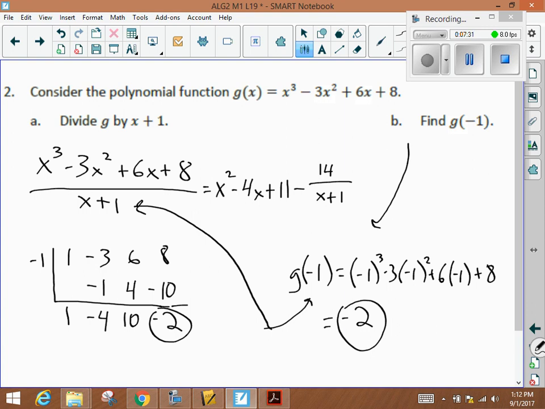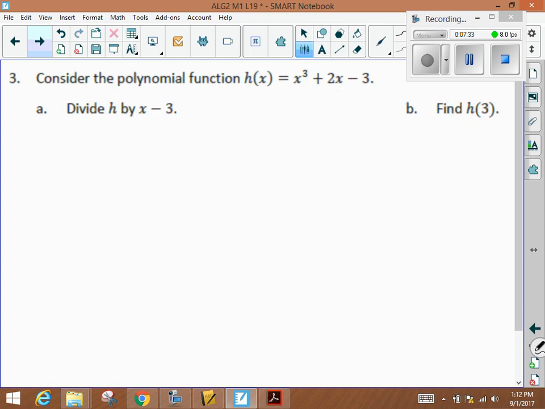Here we go. Let's do another one. Let's divide h by x minus 3. So what we're being asked to do is to calculate x cubed plus 2x minus 3 divided by x minus 3. We're asked to find this quotient. Again, look, I can use synthetic division, so I'm going to.